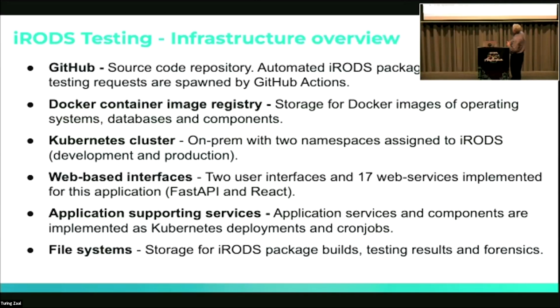The second thing that happens is the code in that branch is used to create iRODS packages, and we're going to use those packages in our Kubernetes environment. And then once those packages are created, they're moved to a common place where the Kubernetes server can get at them, and then they're used in some of the other components that I'm going to talk about coming up.